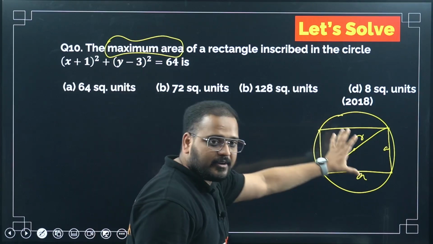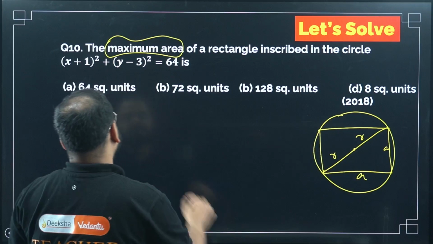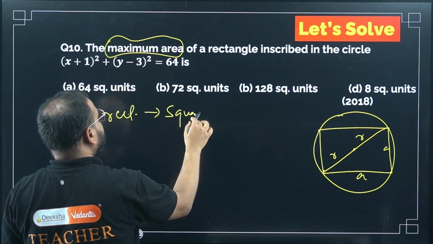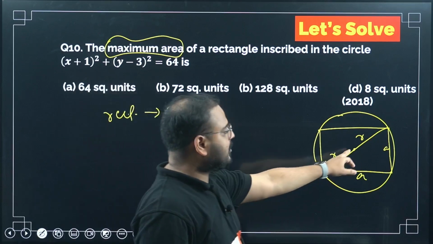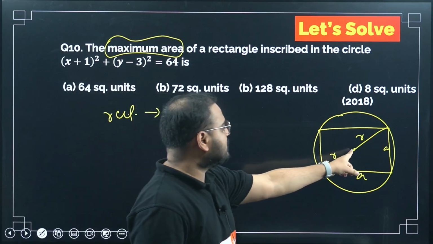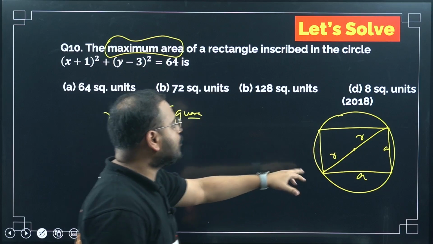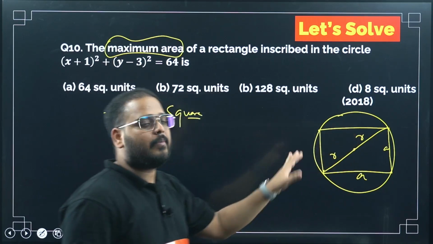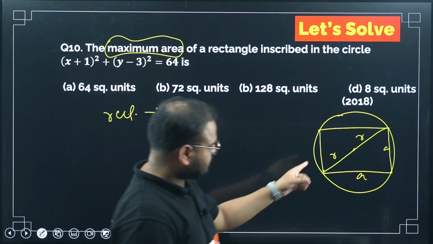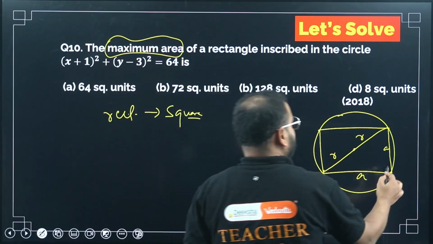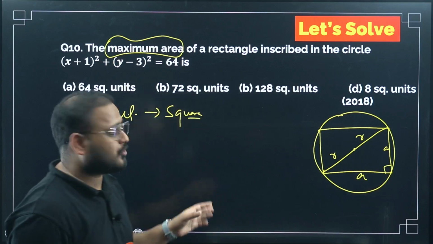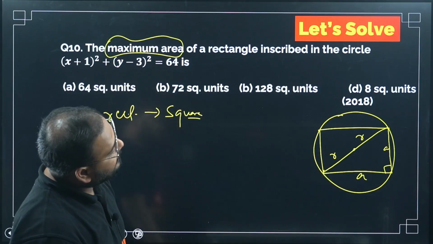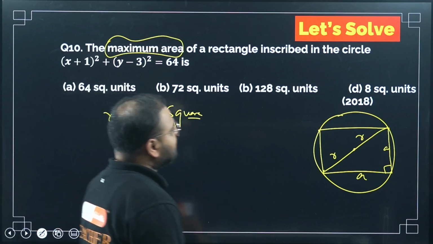Please visualize this: whenever this rectangle becomes a square with its diagonal lying on the center, it means the diagonal should be equal to the diameter. In that case only will the area of the rectangle be maximum, which is equivalent to a square with the diameter 2r, or the diagonal as 2r. So apply the Pythagoras theorem over here.